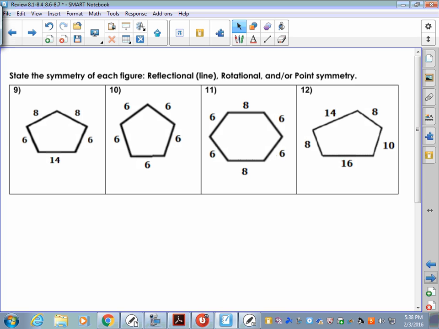Alright, let's talk about this real quick because I had some people kind of get stuck on the lines of reflection. Alright, we got to remember that a line of reflection is where you can map to itself. Let me pause this real quick and show you a little example of that.